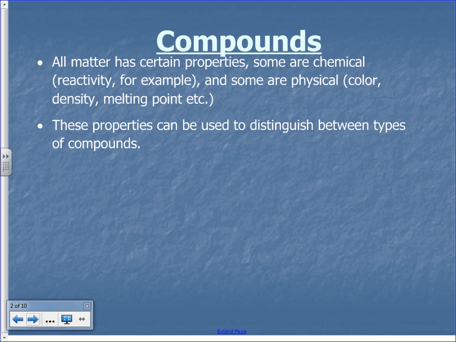All right, so those properties can be used to distinguish between the types of compounds. Those properties are based on the structure of the atoms. They're based on how many protons this atom has in its nucleus. That determines the physical and, to some extent, chemical properties of that material.